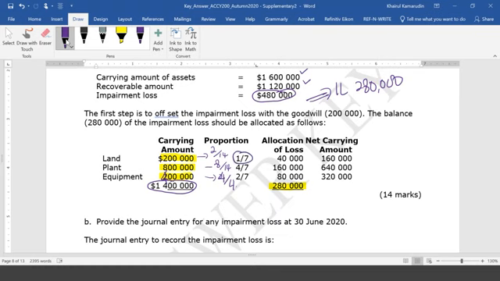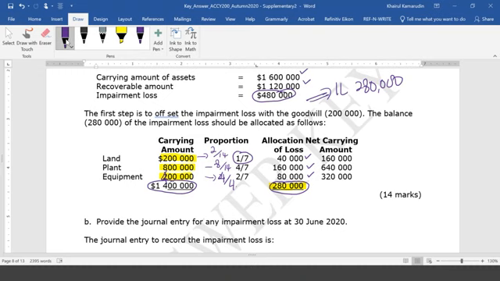So how are you going to do this? 1 over 7 is the proportion multiplied by the impairment loss. 1 over 7 multiplied by 280,000, so you get 40,000. This is the loss you're going to deduct from land. From the plant, 4 over 7 multiplied by 280,000, so you get 160,000. Whereas for equipment, 2 over 7 multiplied by 280,000, so you get 80,000. So these are the losses associated with the assets.